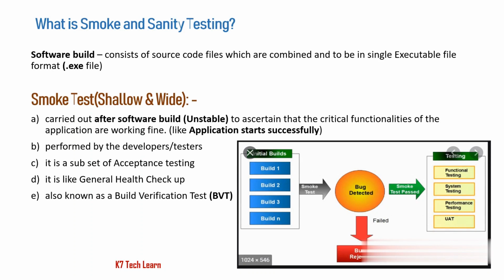Smoke test is performed on initial builds which are probably unstable. If any bugs are detected while executing the smoke test, the build will get rejected and assigned back to developers to fix the bugs. If no bugs are detected and the smoke test is passed, the other testing types will be carried out.